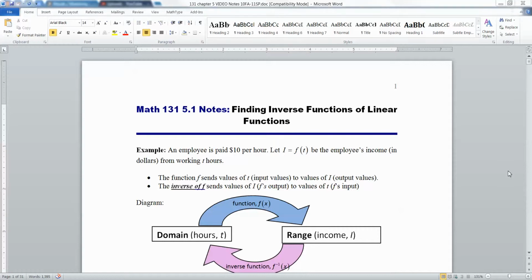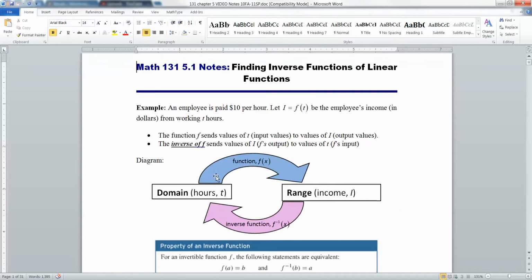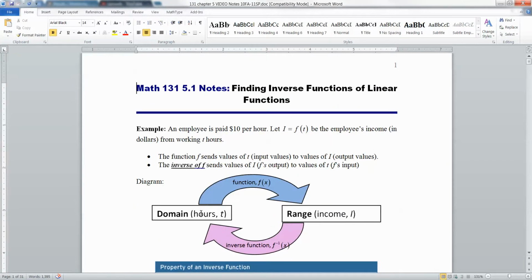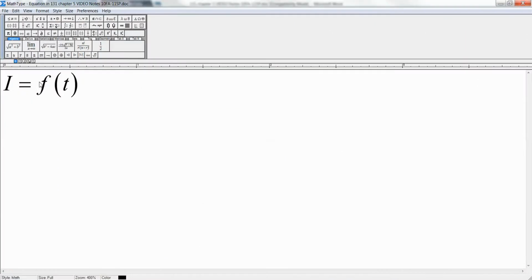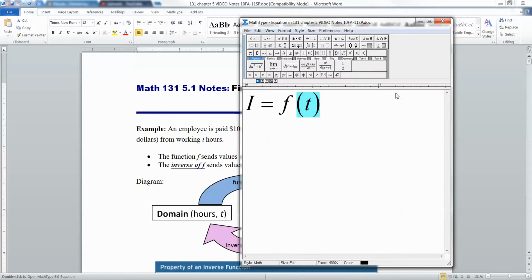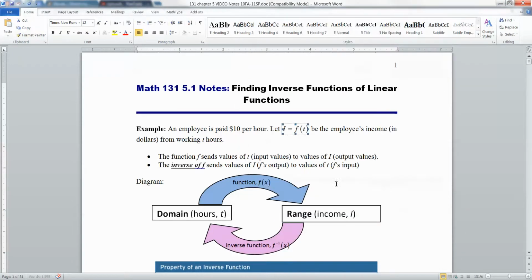Suppose an employee is paid $10 per hour. Let I, income, equal f of t, a function of time, be the employee's income in dollars for working t hours. Now, up until this point, what we've done is we've created a function f that would send your hours, which is your domain, your inputs, because it's inside the parentheses. Remember function notation. If it's in the parentheses, then that makes it the independent variable, right? Okay, so if that's the case, then we would make a function that would take input hours to income, right, which is your range, your y values.